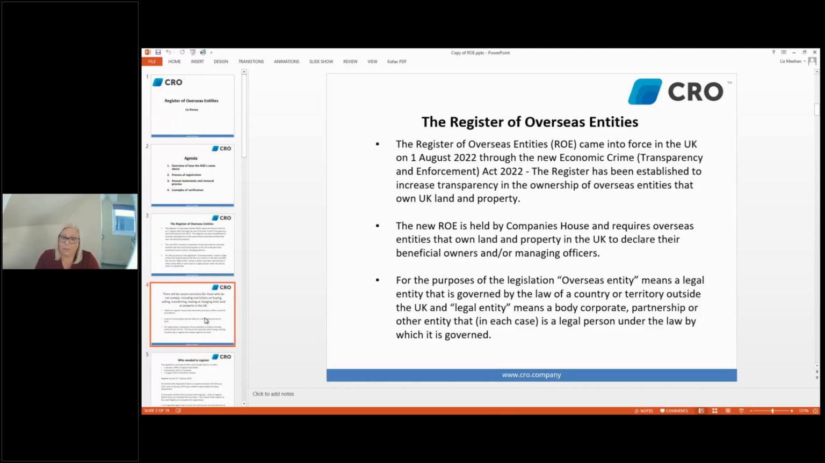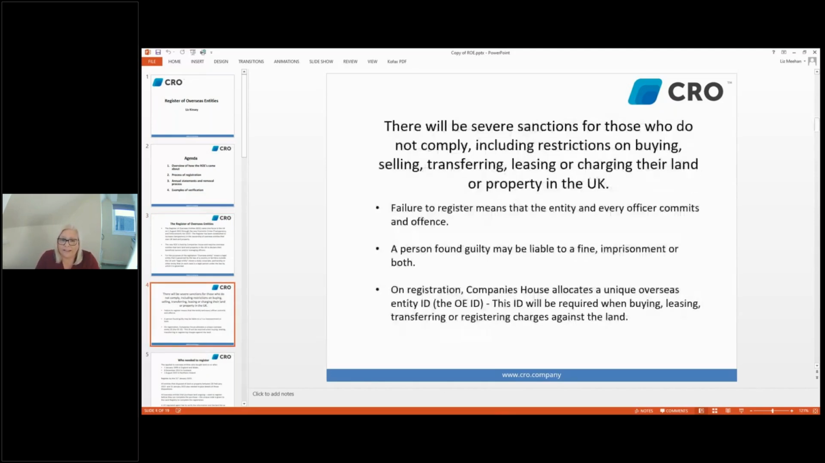So that's very much stated in the legislation. Now, for those that didn't comply in registering, there were severe sanctions. That included restrictions on buying and selling property. So when an overseas entity registered, they would be issued with a unique identity number, and that number would be needed if they were buying land or selling land. They need to give that number to the Land Registry to complete the transaction.